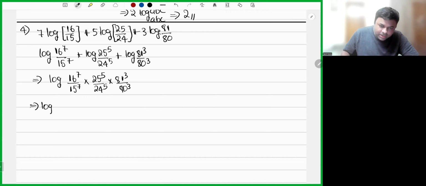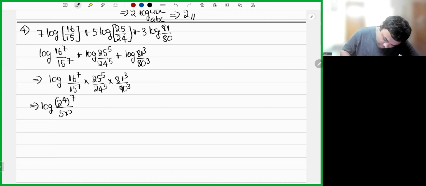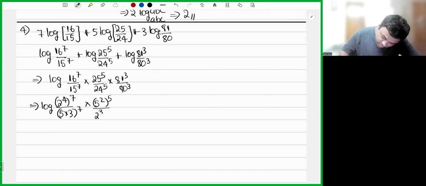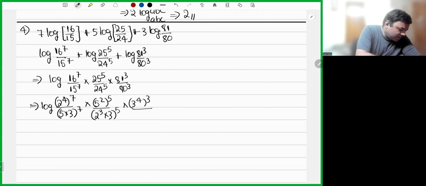16, how can I write it? I can write it as 2 power 4, so 2 power 4 whole power 7. 15, how can I write it? 5 into 3, whole power 7. 25, I'll write it as 5 square whole power 5. 24, how can I write it? 24 divided by 8 is 3, so 2 cube into 3. 81, I'll write it as 3 power 4 whole cube. Next, 80: 80 divided by 16 is 5, so 2 power 4 into 5 whole cube.